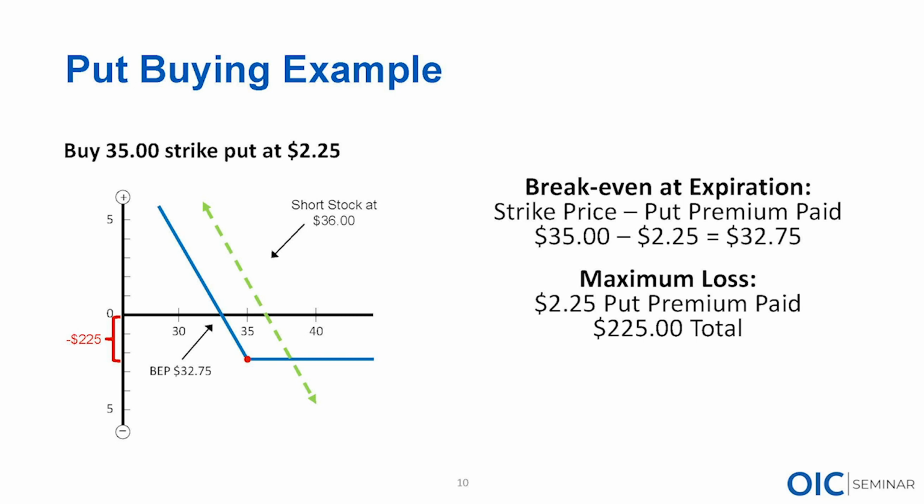Here's the P&L graph. I just translated those previous numbers into a profit and loss graph for buying puts. And our break-even point is the strike price minus the premium we paid of 2.25. Our maximum loss is how much we paid, $2.25. And this is where we make money and lose money. We make money to the downside. We have a limited loss to the upside.